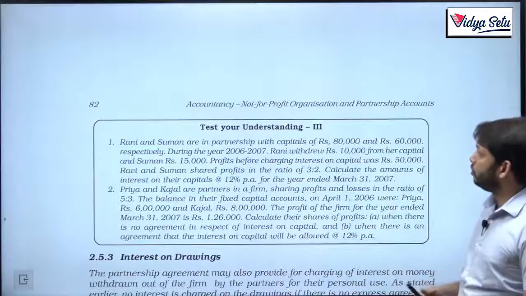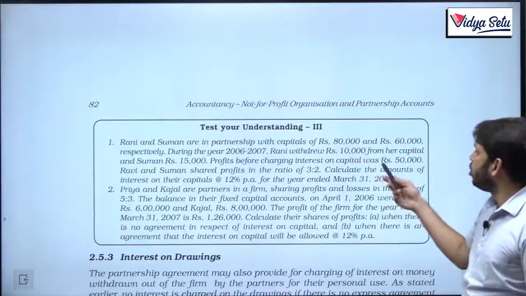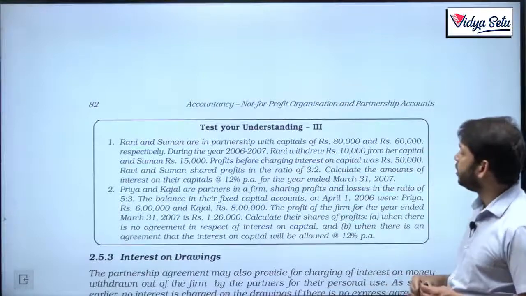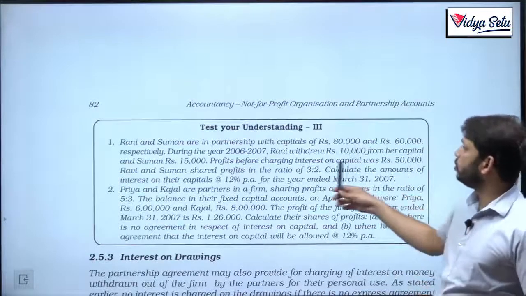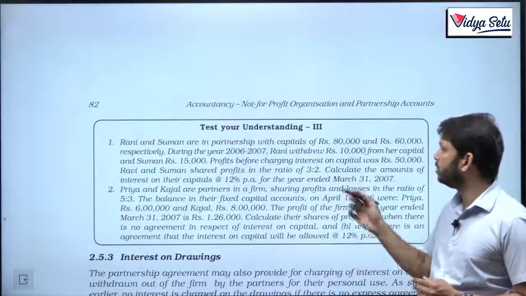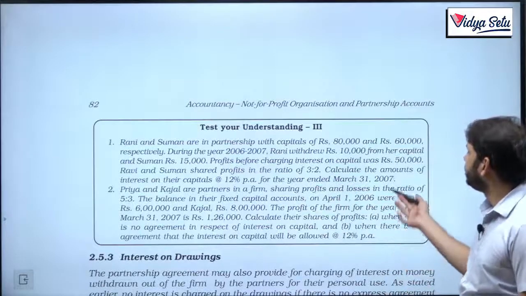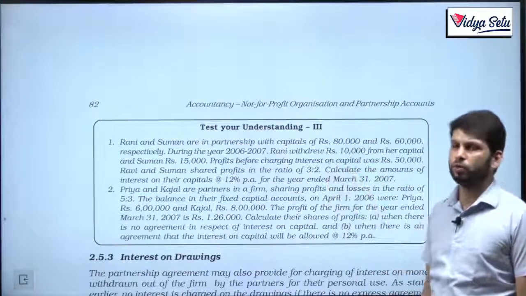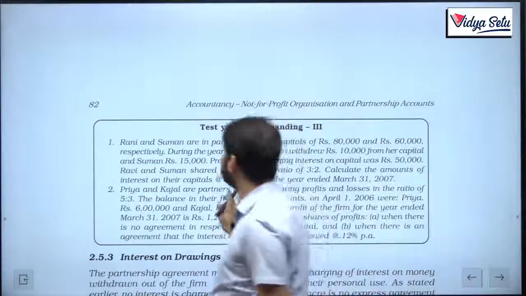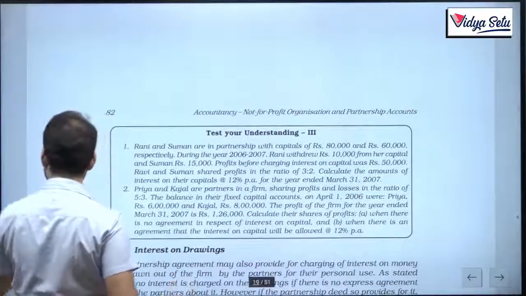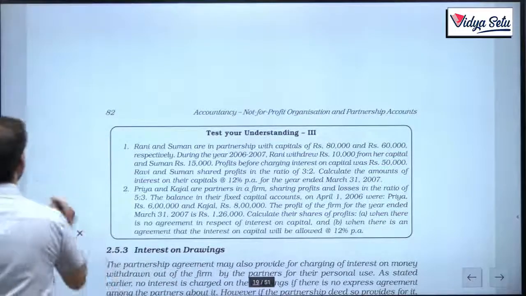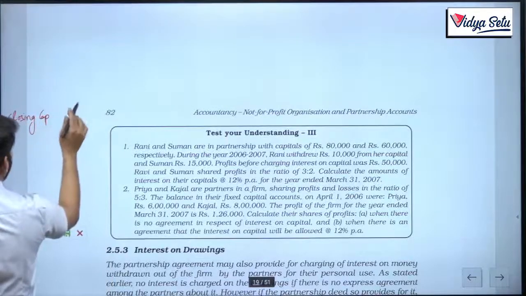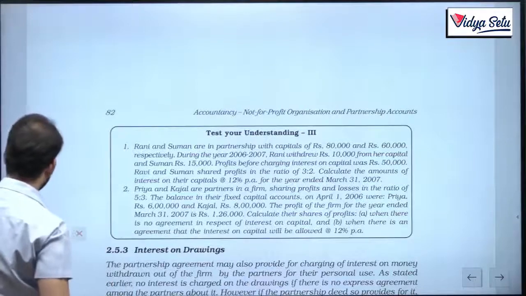During the year, profits before charging interest on capital was 50,000. Rani and Suman shared the profits in the ratio 3:2. Calculate the amount of interest on their capitals at the rate of 12% per annum for the year ended 31st March 2007. So what we just need to do, the closing capitals have been given, we just need to find out the opening capital. Okay, so we'll do this. Closing capital, okay, I'll solve it on the next page, not here.